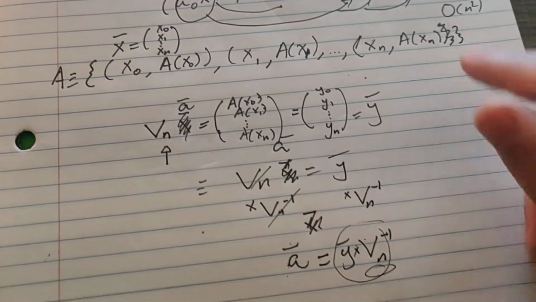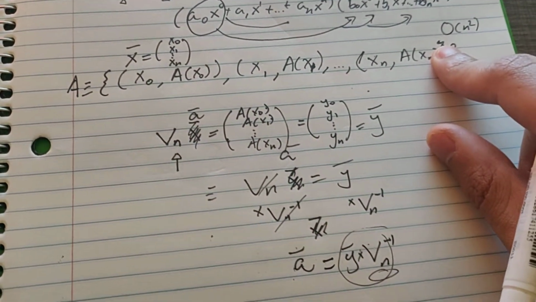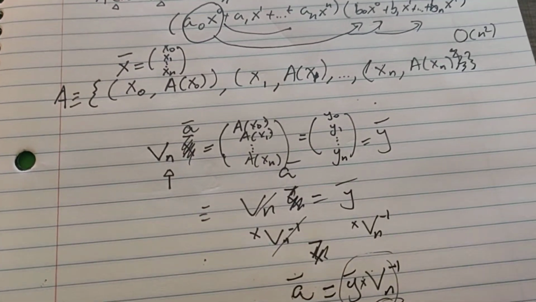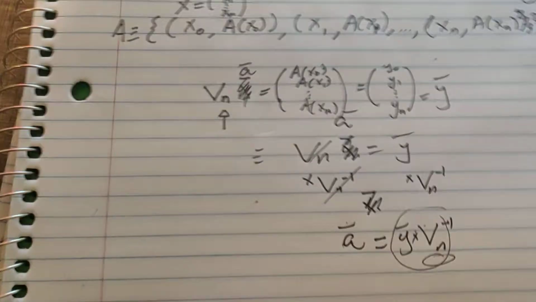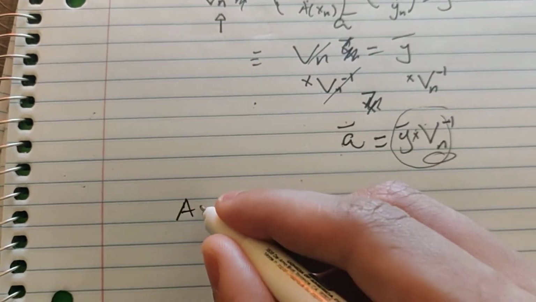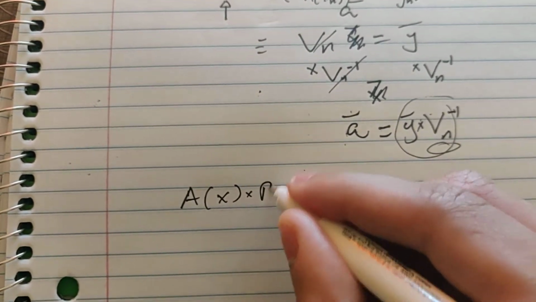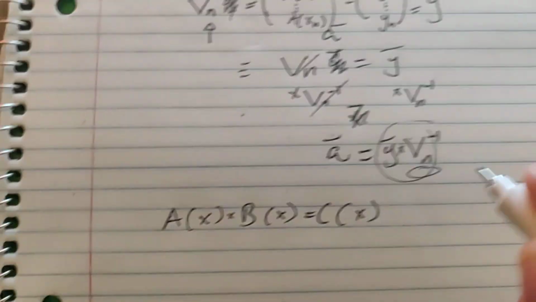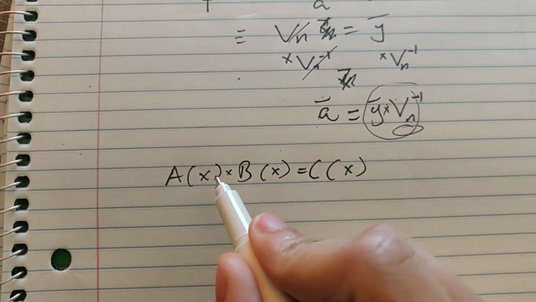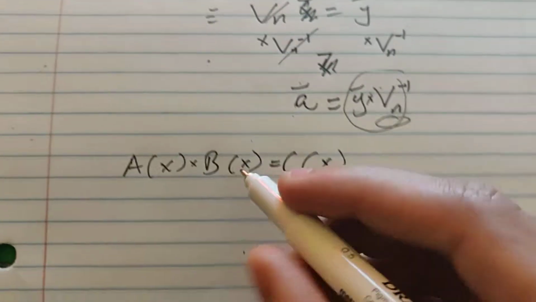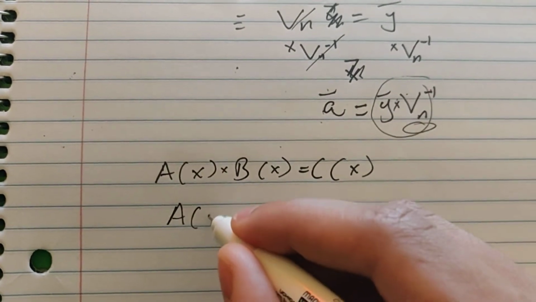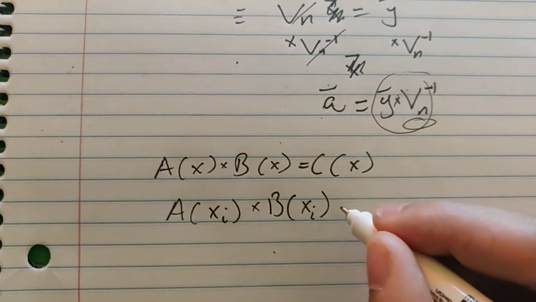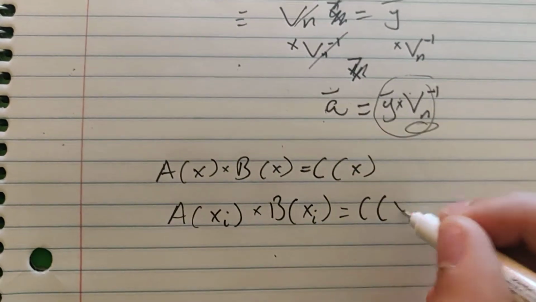But now that we know there's a different way to represent polynomials like this, we can look at how well we can multiply and add things with this new representation. If we have two polynomials, A of x, and we want to multiply that by B of x, that's going to give us some new polynomial C of x. With the point value representation, if I look at A of xi times B of xi, that is also equal to C of xi.